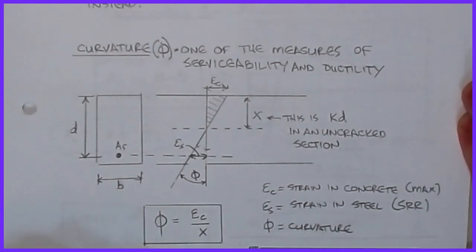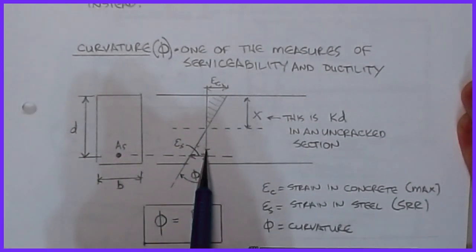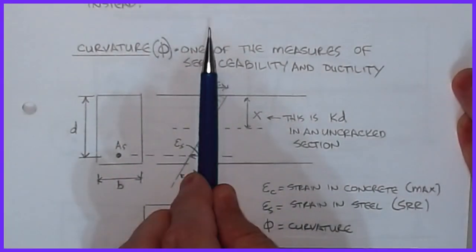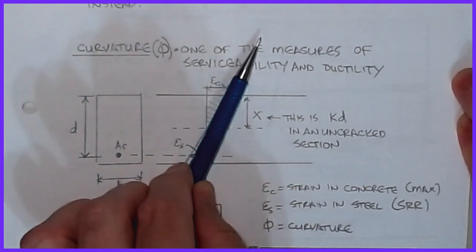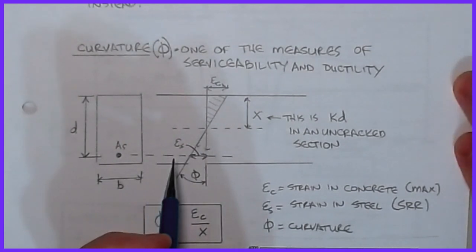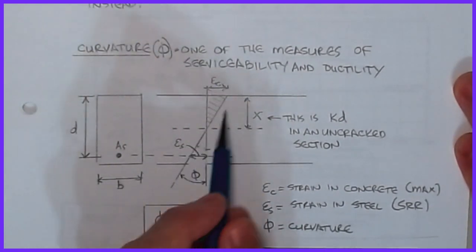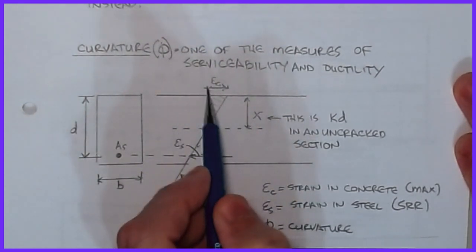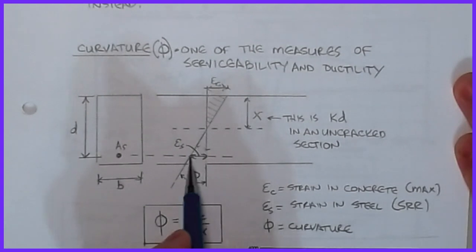Basically, curvature is a measure of this angle, if you will. It's not really an angle, but it's the inclination of the strain diagram, right? Because remember, if there's no load on it, my strains are all 0, and then as I increase the load, this thing starts to turn and rotate over. Now if we keep our assumption of plane sections remaining plane, then this becomes a linear distribution. So basically at any time, if I know the strain in the concrete at the top, I can find the corresponding strain in the steel. That will be a measure of the ductility.